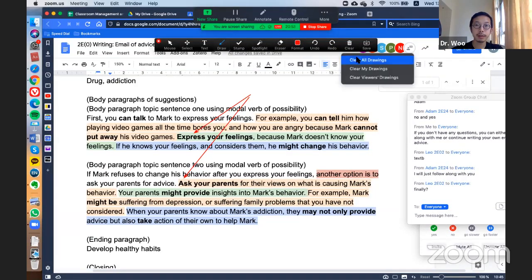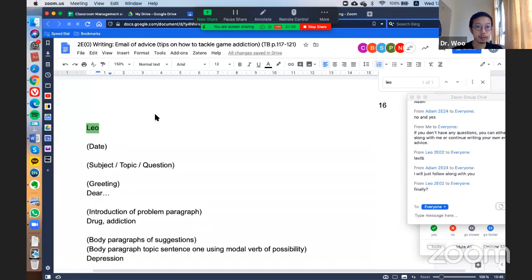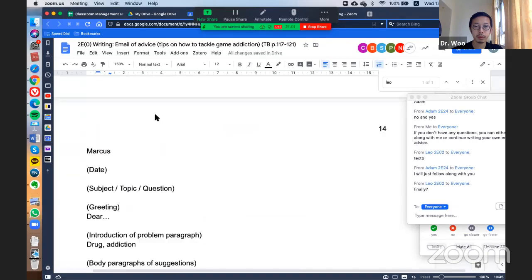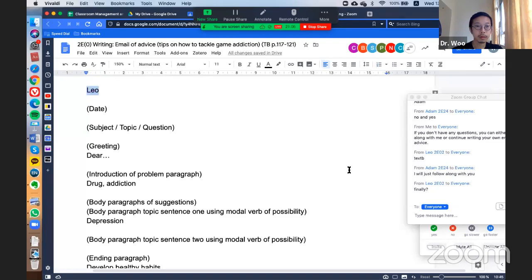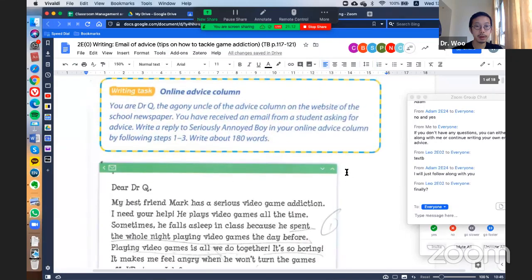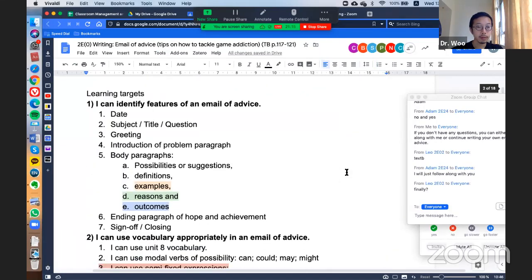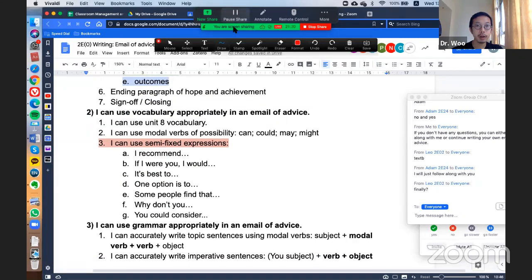Sorry about that. Imperative sentences is 3.2 learning targets. I can accurately write imperative sentences, which is, you, again, you don't write it, verb plus object.